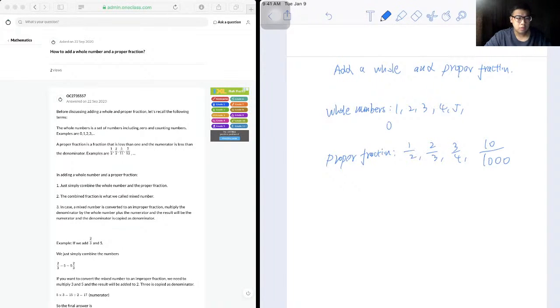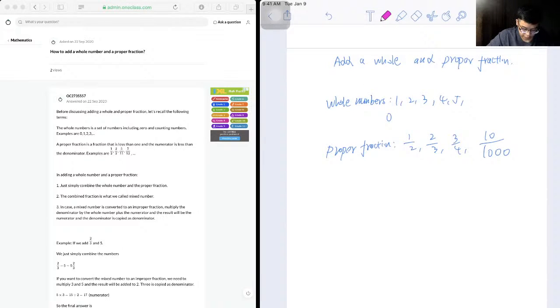So when we're dealing with adding a whole number to a proper fraction, we simply combine the whole number and the proper fraction, and the combined form is what we call a mixed number. To convert a mixed number to an improper fraction, multiply the denominator by the whole number and add the numerator; the result will be the new numerator, and the denominator is copied as the denominator. So let's do an example.